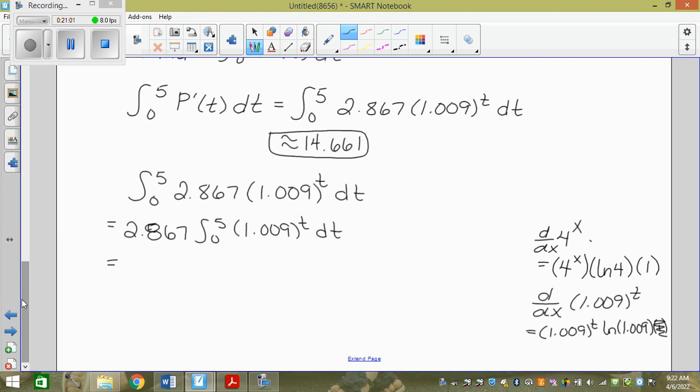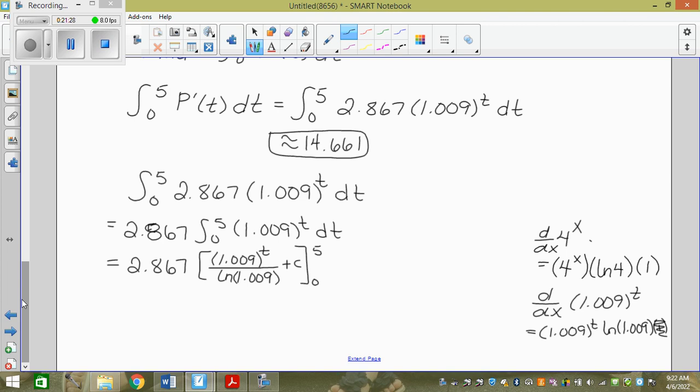So let's try that out. So we're going to get 2.867. And then I'm going to go square bracket because I'm going to do just the antiderivative of that. So I'm going to get 1.009 to the t divided by ln 1.009, technically plus c. And then I have 0 to 5. Do you agree?